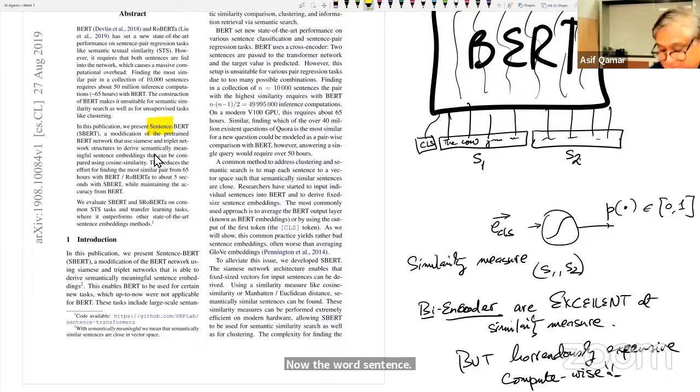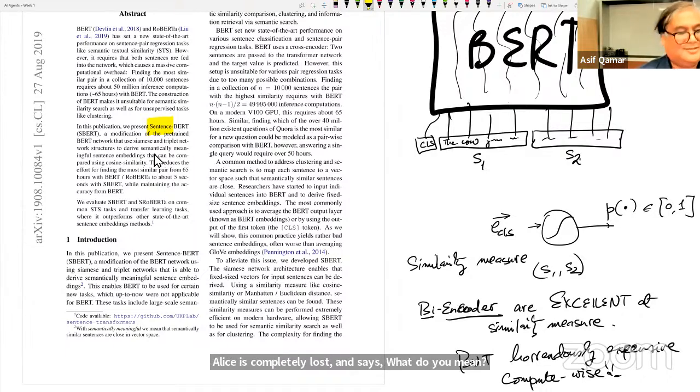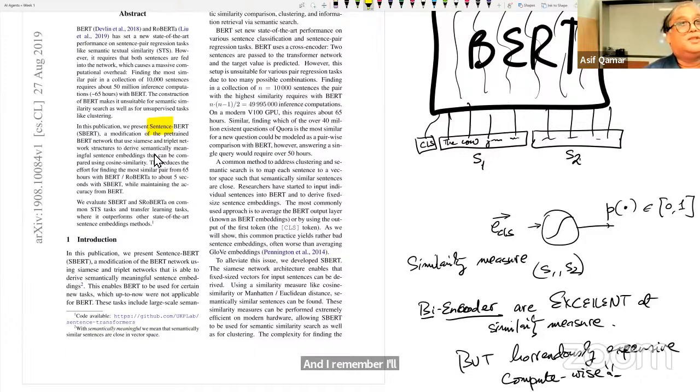Right? I'm reminded of a statement in Alice in Wonderland, in which I don't know who it is. Alice is completely lost and says, what do you mean? And I'm trying to remember the character, says, I mean, yeah, no, what does this mean? And says it always means what I want it to mean.